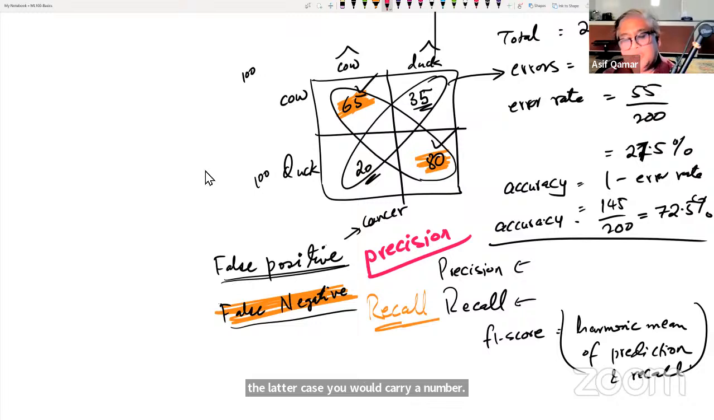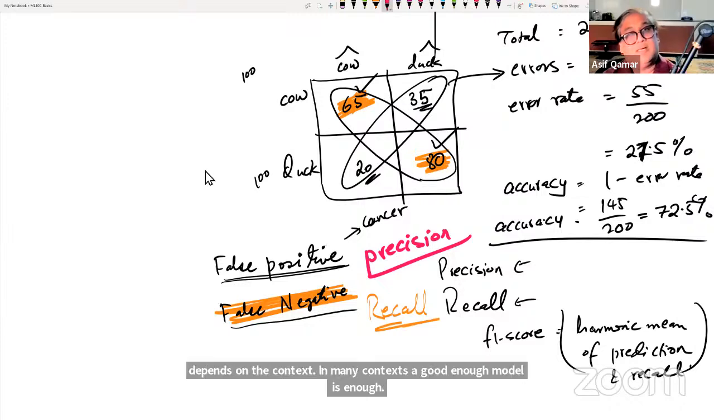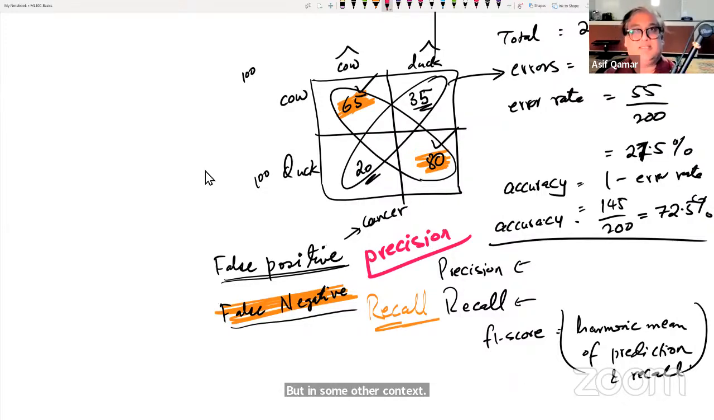So usually context determines how good your model needs to be. It completely depends on the context. In many contexts, a good enough model is enough. But in some other contexts, the model has to be extraordinarily sensitive and precise, and has to have very good metrics. Right?